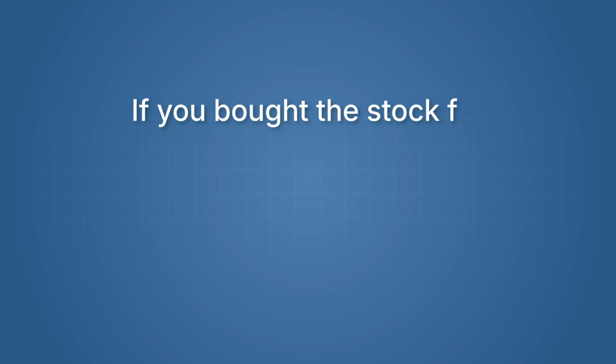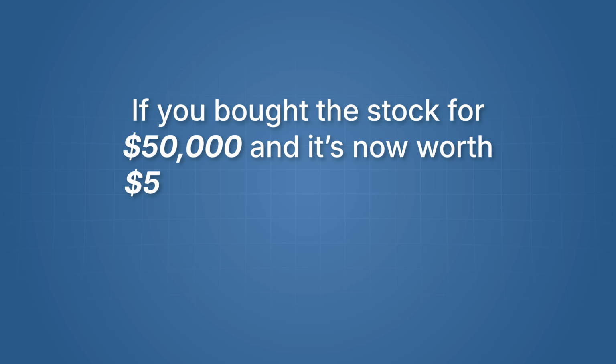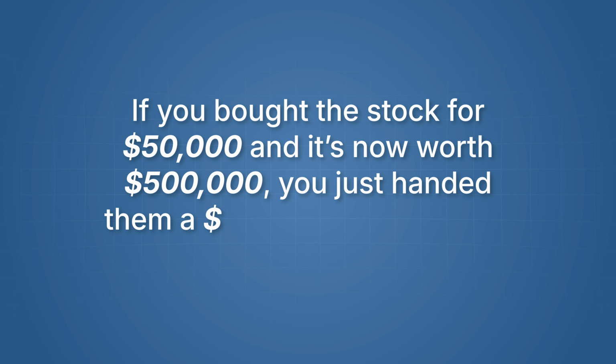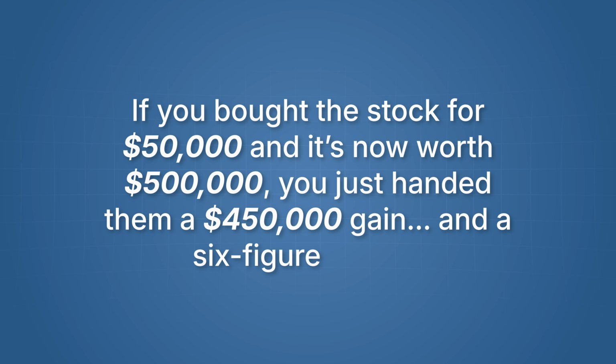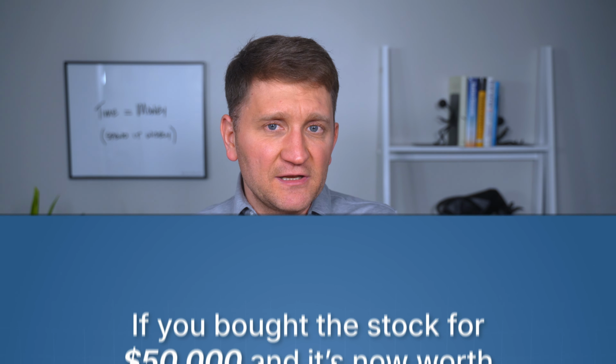Mistake number three: transferring highly appreciated stock during life. This one shows up all the time. You're feeling generous. You want to help your kids now, so you transfer that Microsoft or Apple stock you've held for 20 years. Generous? Absolutely. Tax efficient? Not even close. If you bought the stock for $50,000 and it's now worth $500,000, you've just handed them a $450,000 gain and a six-figure tax bill. Had they inherited it instead, their taxable gain would have been zero.